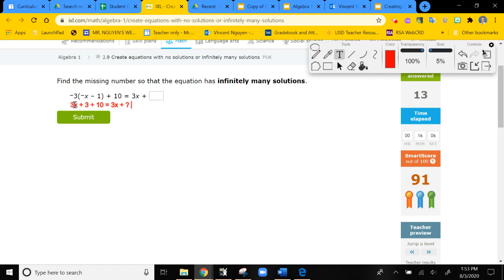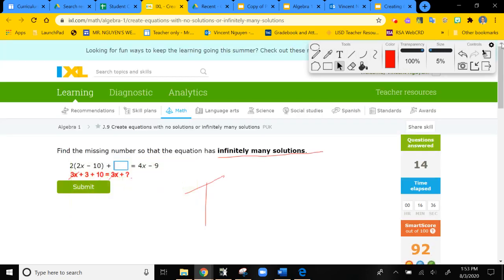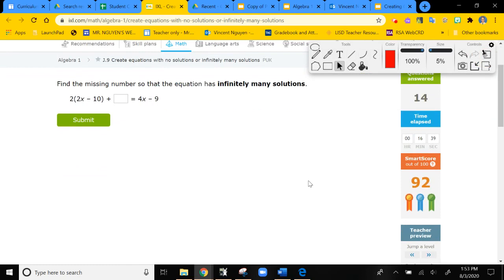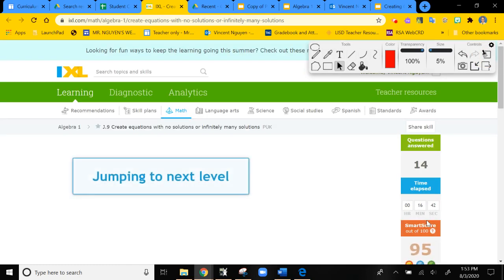Well, if you see here on this side, the 3x and the 3x cancel, right? 3x and the 3x cancel. And I want infinitely many solutions. That means I need to have a true statement, right? Well, in order for this to be a true statement, this side is 13, which means this side has to be 13 as well. I need to select this in order to type. This side needs to be 13 as well, okay? Yay.